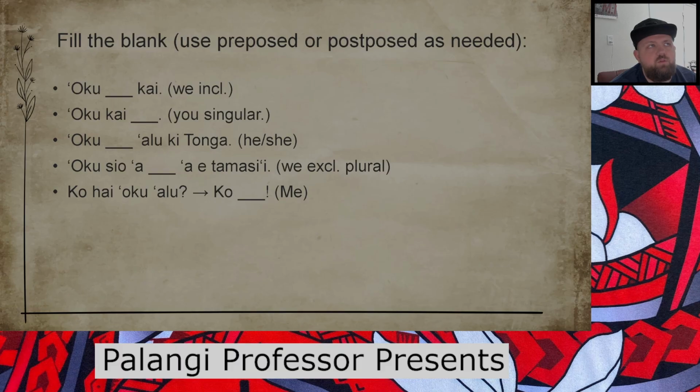All right, let's go ahead and pull these answers up. All right, so we have oku tau kai, we're including the person. Oku kai koe, you singular. Oku ne alu ki Tonga, he or she. Oku sio aki mautolu ai tamasi'i, we exclusive plural. And then ko hai oku alu. Koao is the answer. Perfect.